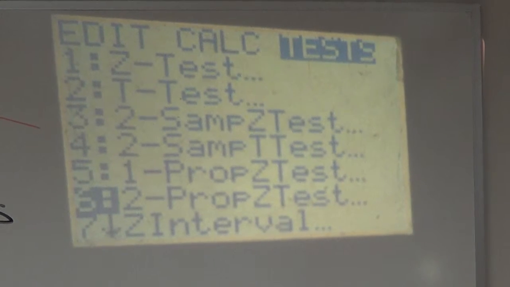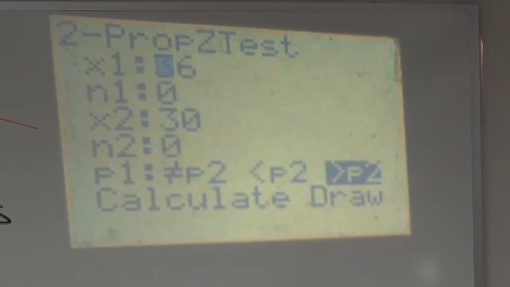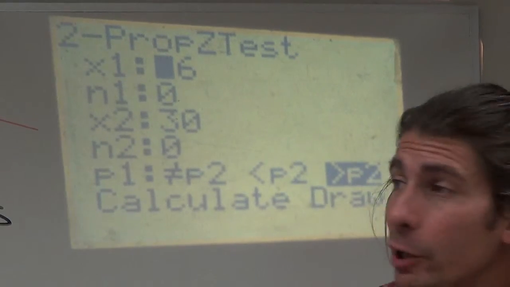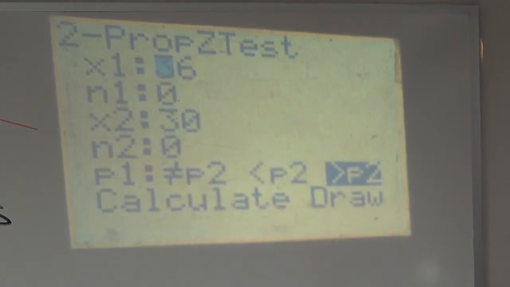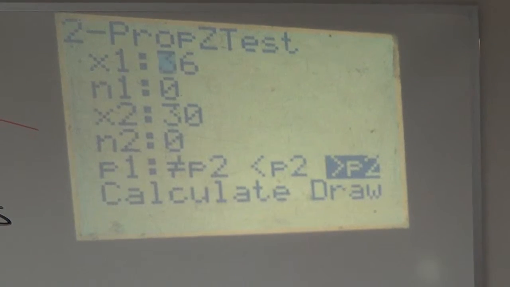Oh no, stack tests. So 2 Prop Z is number 6, at least on mine it is. And then you just gotta fill in what you've got. I called 1 the guys and 2 the girls. It doesn't matter, especially with the two-tailed test. It doesn't even matter if you switch the guys and the girls as long as you keep track of who's whom.